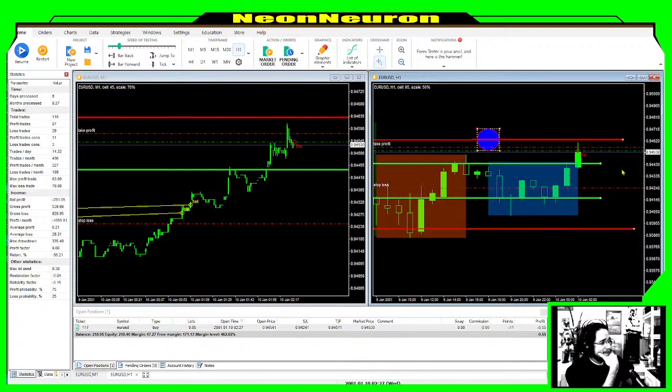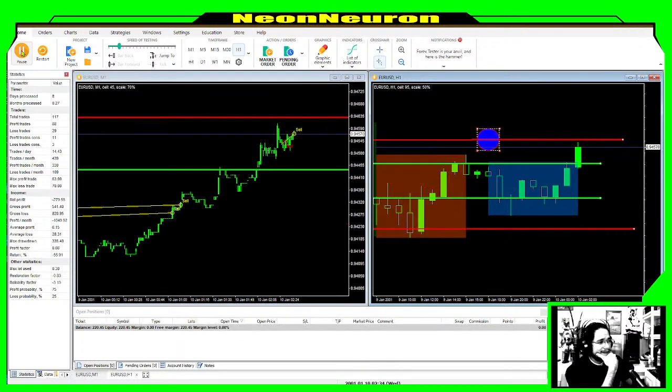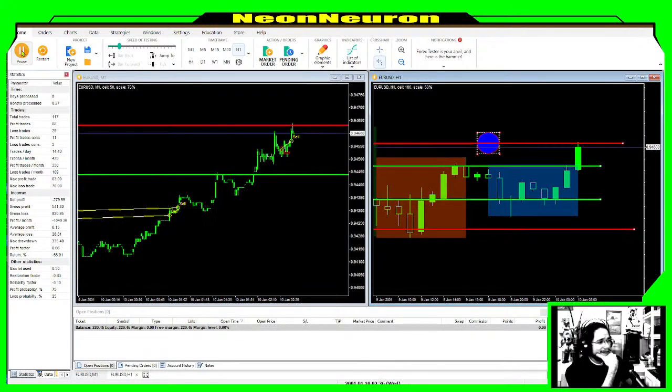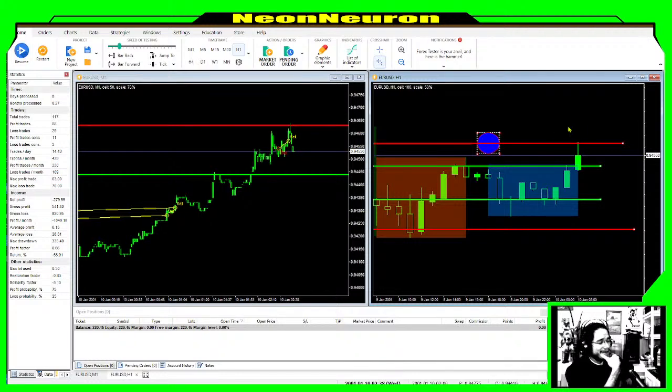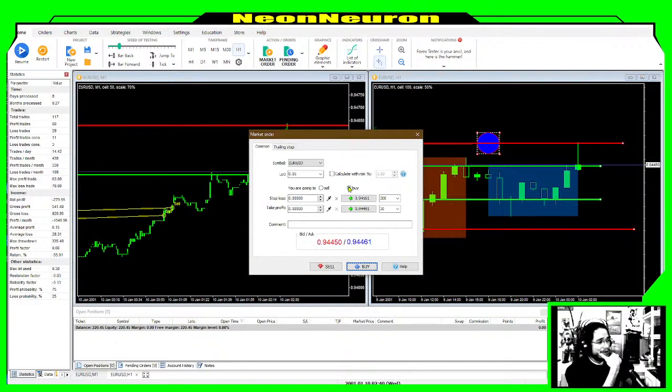So I'm taking a huge risk buying this high. And I don't feel good about this trade at all. Come on. It closed. And there it goes. So that's, I mean, look at that. I could open an order right here.